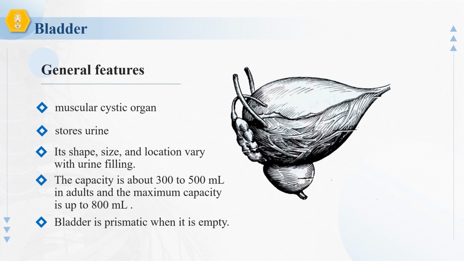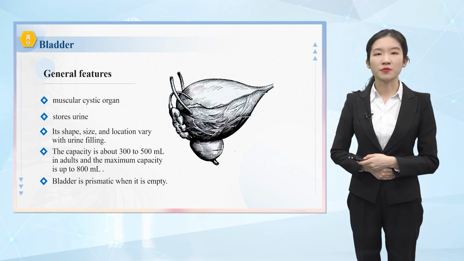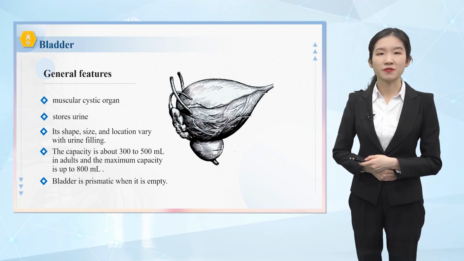Now let's talk about the bladder. The bladder is a muscular cystic organ and stores urine. Its shape, size, and location vary with urine filling. The capacity is about 300 to 500 milliliters in adults, and the maximum capacity is up to 800 milliliters. The bladder is prismatic when it is empty.